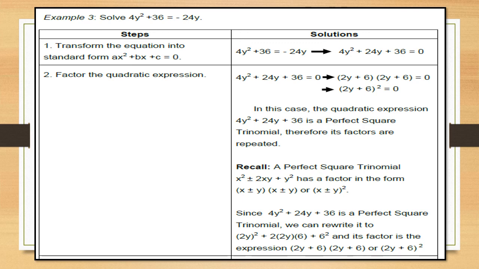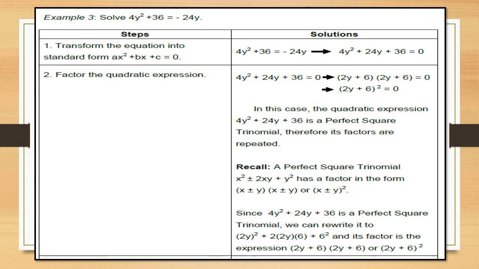In this case, the quadratic expression 4y squared plus 24y plus 36 is a perfect square trinomial, therefore its factors are repeated. So when we have a perfect square trinomial, the factors are the same or repeated. So a perfect square trinomial, x squared plus or minus 2xy plus y squared, has a factor in the form of x plus or minus y times x plus or minus y, or the quantity x plus or minus y squared.